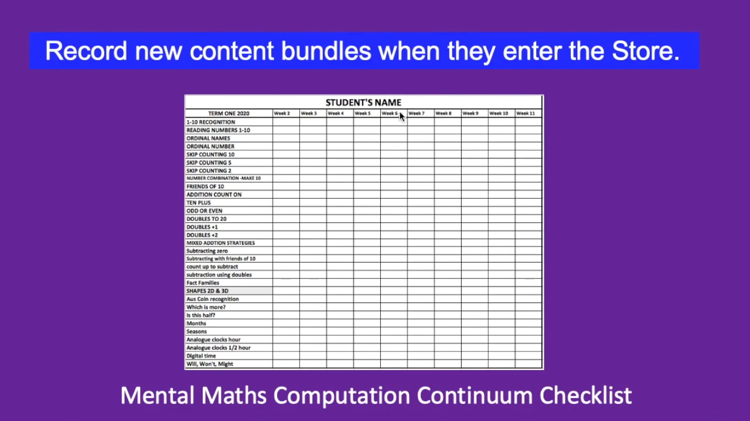So what you could do is you could tick when that bundle goes in, and then a week or two later, this bundle might go in. You can tick that that went in week 4, etc. Because this content is not going to pass out of the folder until it's been mastered. So that is a big time saver.